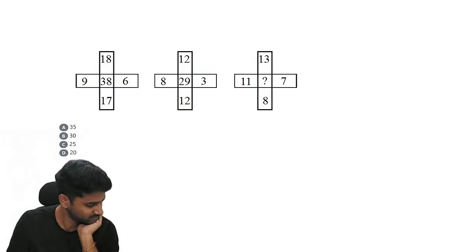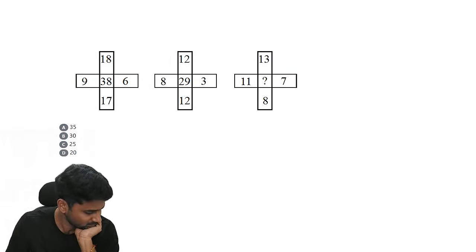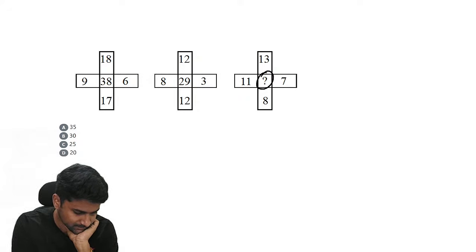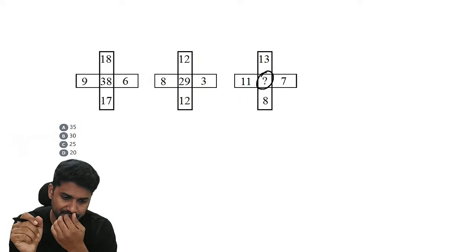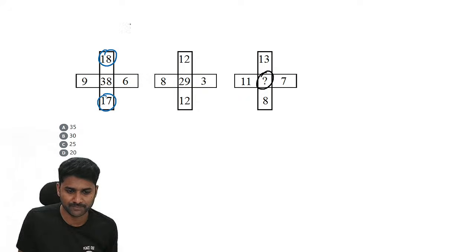Next. Yes, we have two more questions. Which number should I replace in this question mark? As it's all about the opposite values here, 18 plus 17, the resultant is 35. And we need 38, right?